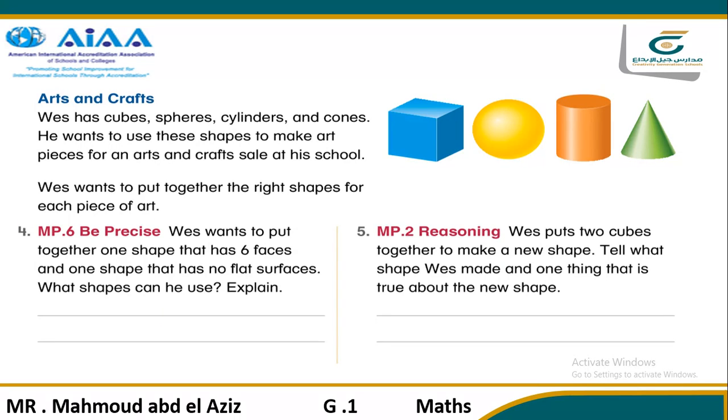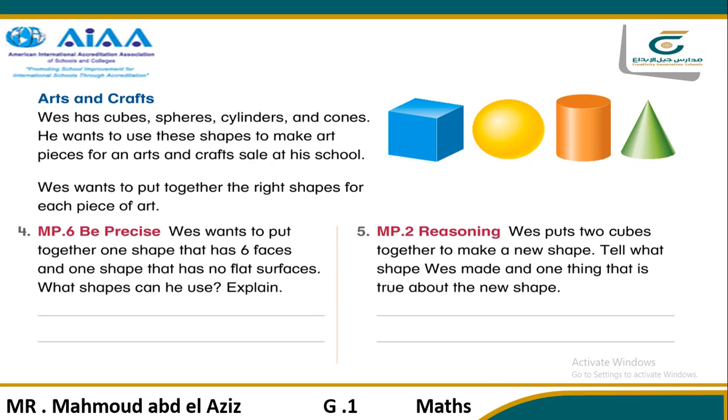With another question here. Quiz has cubes, spheres, cylinders, and cones. He wants to use these shapes to make art pieces for an arts and crafts sale at his school. Quiz wants to put together the right shapes for each piece of art. So we have your question. Quiz wants to put together one shape that has 6 faces and one shape that has no flat surfaces. What shapes can he use and explain?